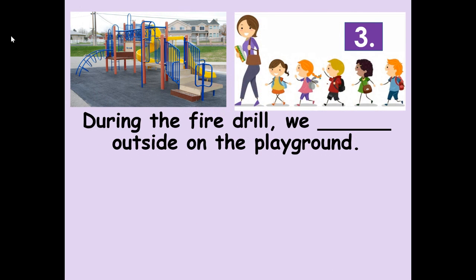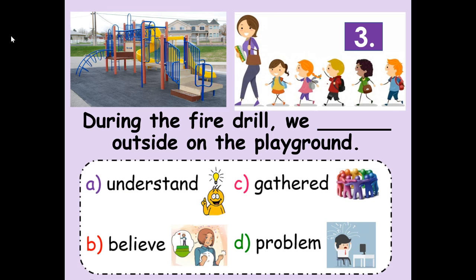Number 3. During the fire drill, we blank outside on the playground. During the fire drill, we understand outside on the playground. We believe outside on the playground. We gathered outside on the playground. We problem outside on the playground. What makes sense given our picture clues and where the word is in the sentence, the context?